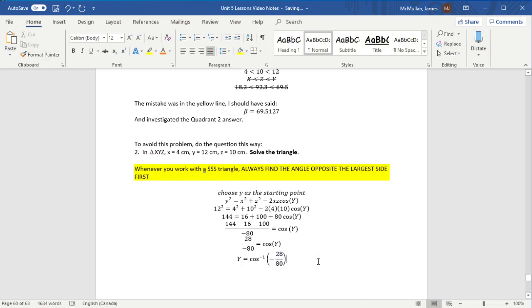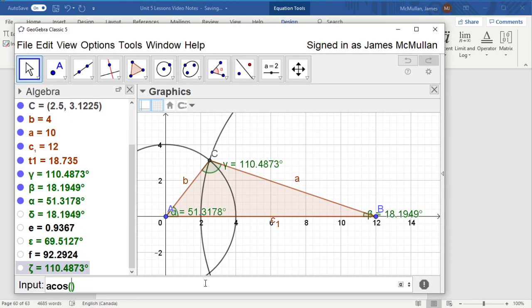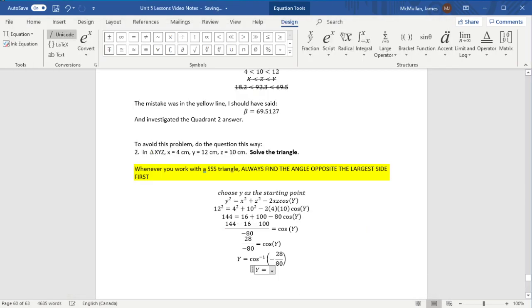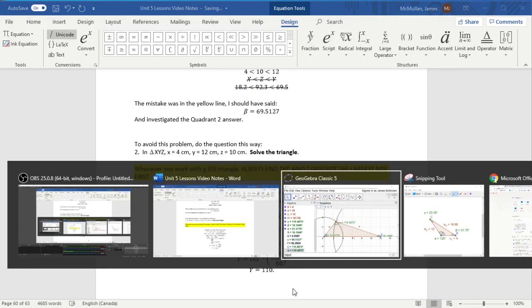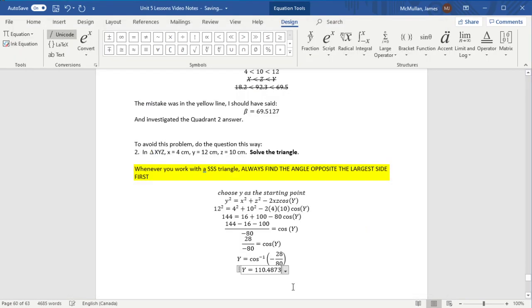Now when I do this, let's do this. Inverse cos negative 28 over 80. It gives me the right answer immediately, 110.4873. It gives you the obtuse angle. This is the beauty of the cosine law and the beauty of the inverse cos function.